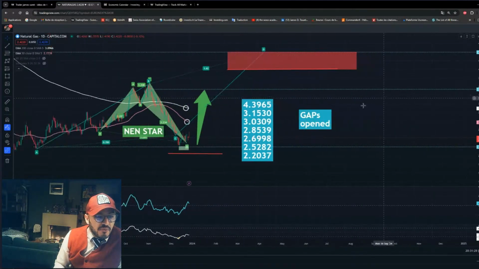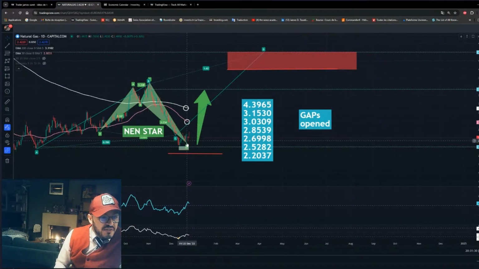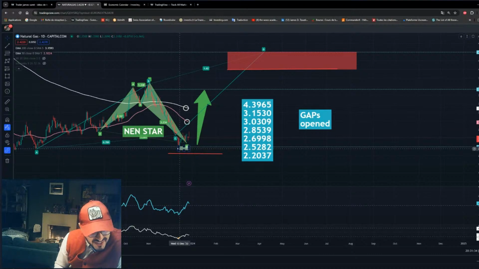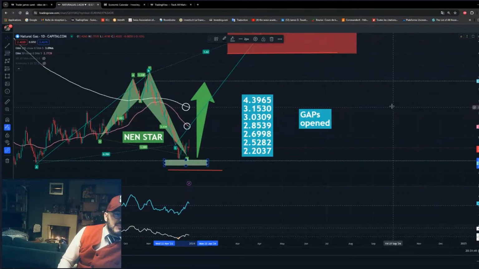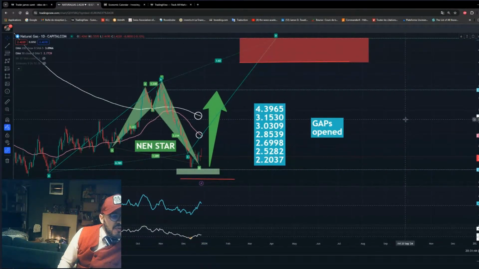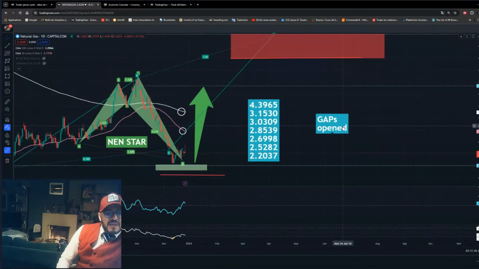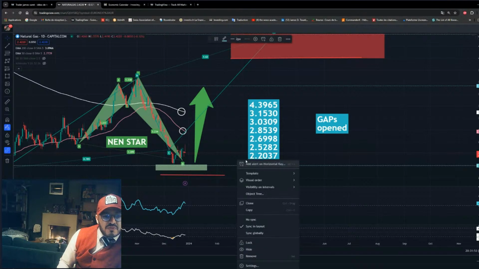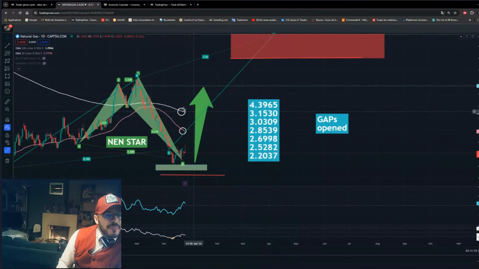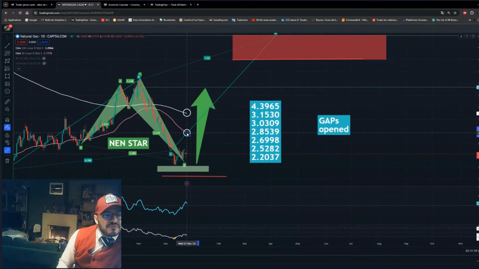Look, we have an N star. N star is fantastic. The PRZ zone has been touched here. It's just amazing. I'm very happy. And plus, I gave maybe 1 or 2 months ago the different gaps opened. So the last one was that one, and we did it. So I'm going to delete that one here, and the other one is that one.